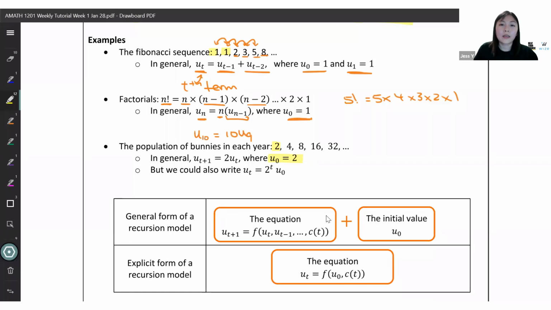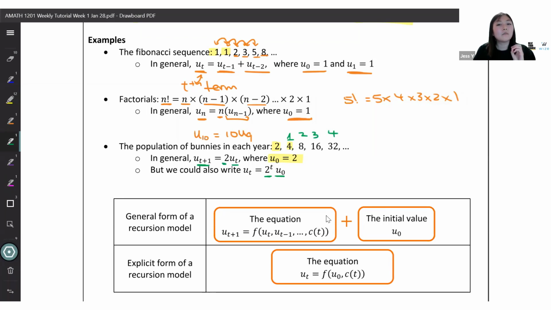U0 is 2. Then it doubles into 4. So that's year 1, there's 4. Year 2, there's now 8. Year 3, there's 16. Year 4, there's 32, and it just keeps doubling. So in general, the t plus first term, so the next term, is 2 times the previous term, right? It doubles. But we can also write that as 2 to the power of t times the initial number, which is 2. And that will help us get to any term we want.